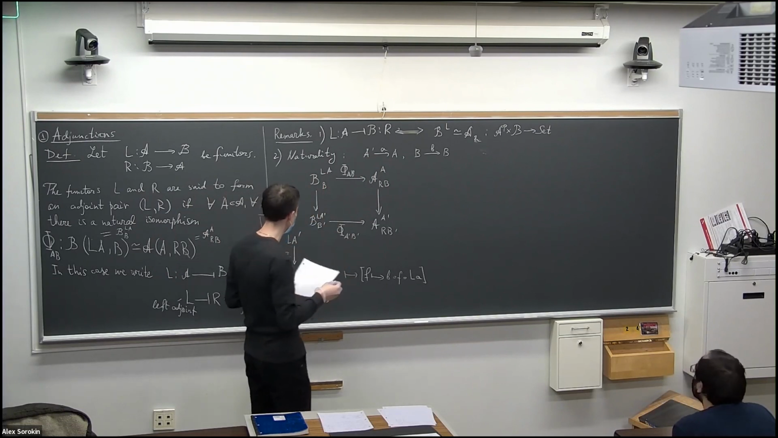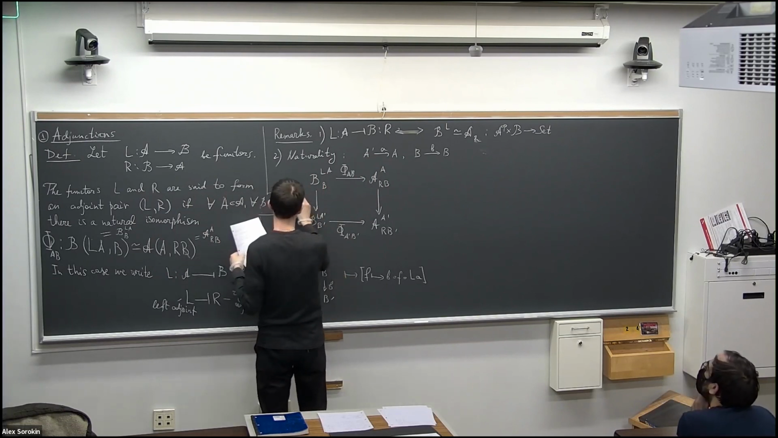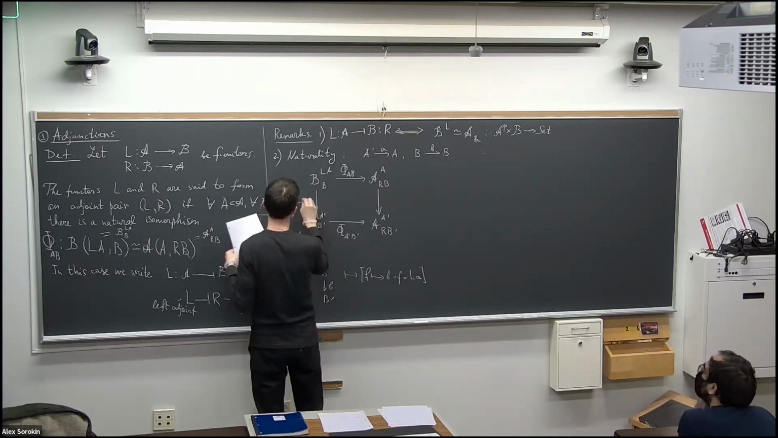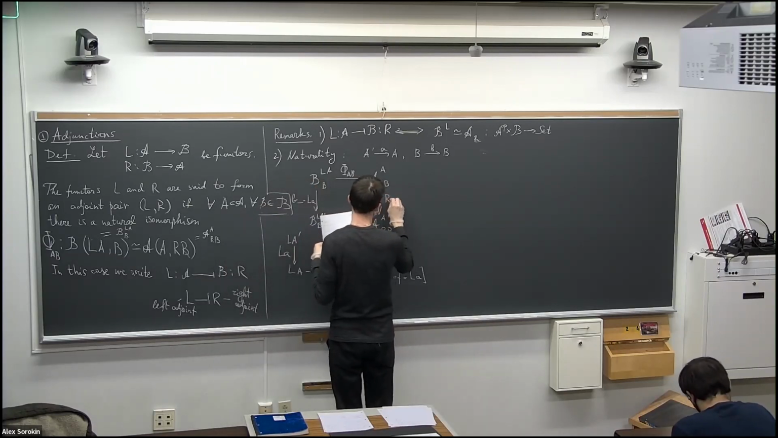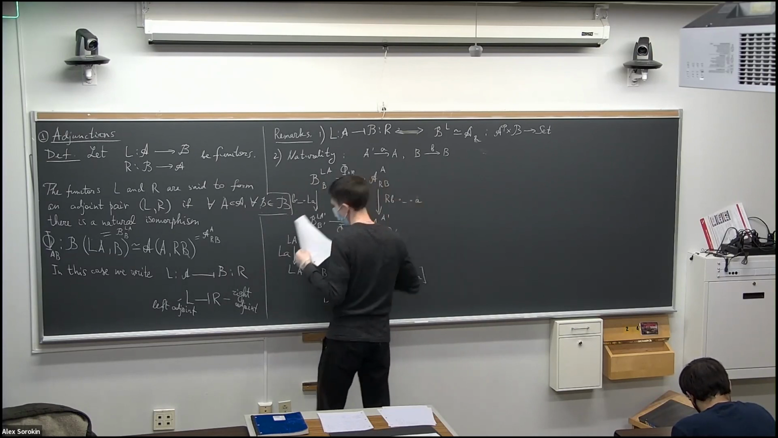Okay, so here is B composition blank, composition LA. Here, of course, it will be symmetric: RB composition blank, composition A. Very nice.